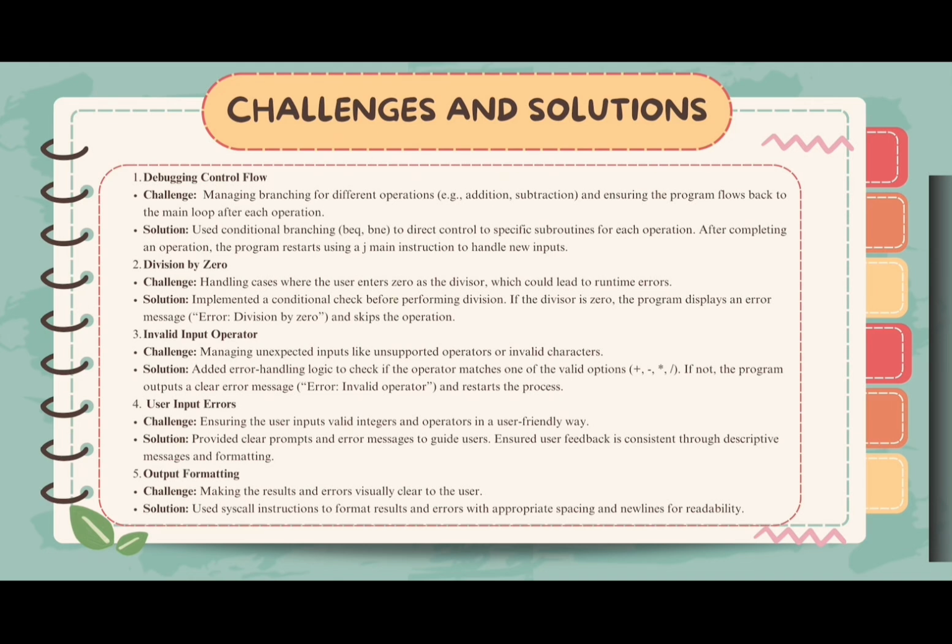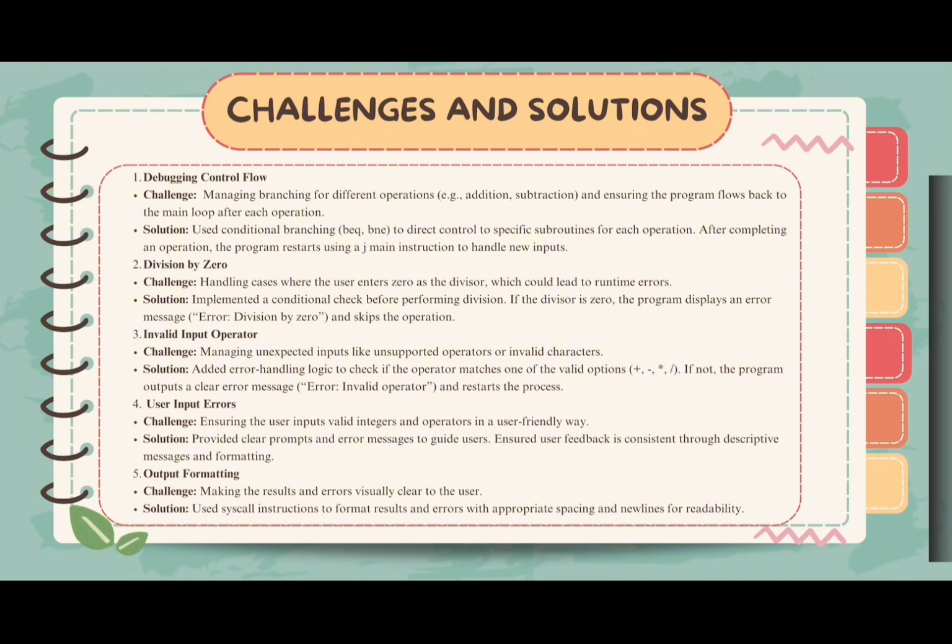The next one is division by 0, handling cases where the user enters 0 as the divisor, which could lead to runtime errors. The solution we implemented is a conditional check before performing division. If the divisor is 0, the program displays an error message, which is error division by 0, and skips the operation.